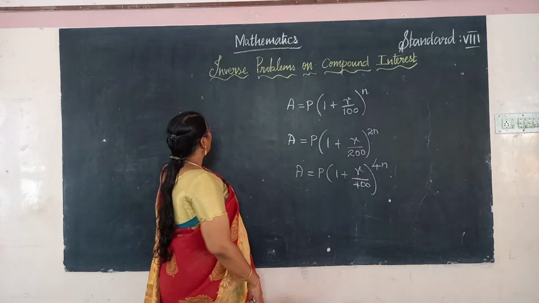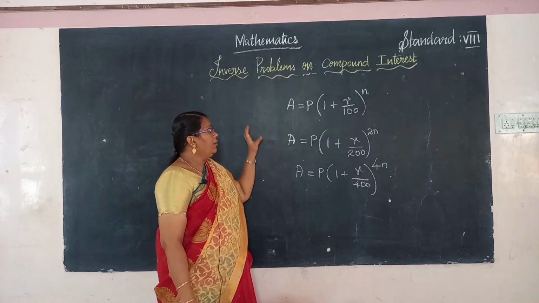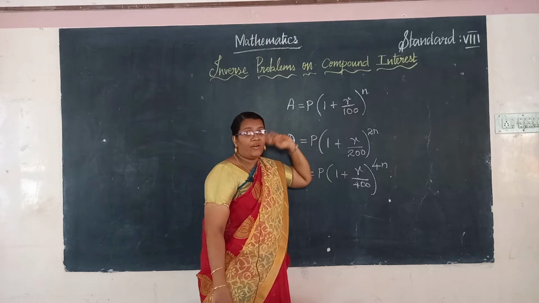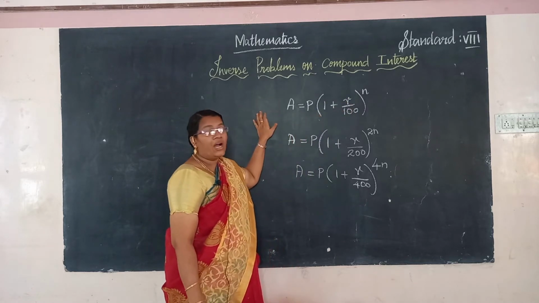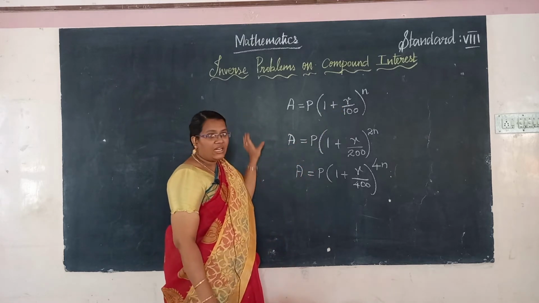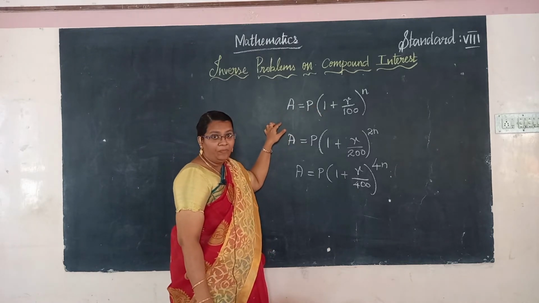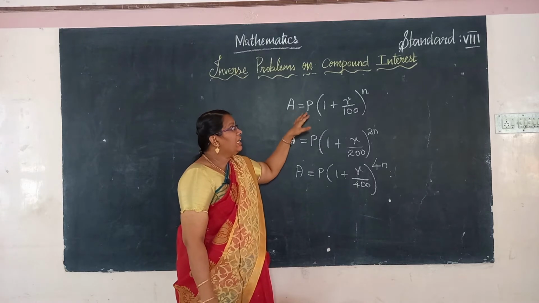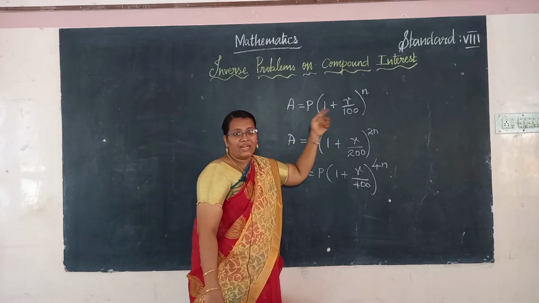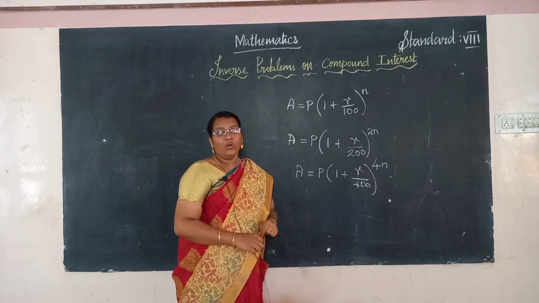Today we are going to learn about the inverse problem on compound interest. Nothing but A is equal to P of 1 plus R by 100 the whole power n. What are the variables in this formula? A, P, R, n. These are all the variables. There are 4 types of variables. If any 3 variables are known, how can you find out the remaining variable? This method is called the inverse problem on compound interest.